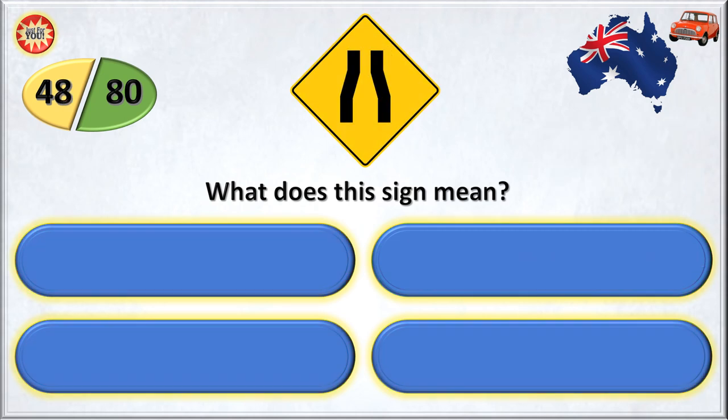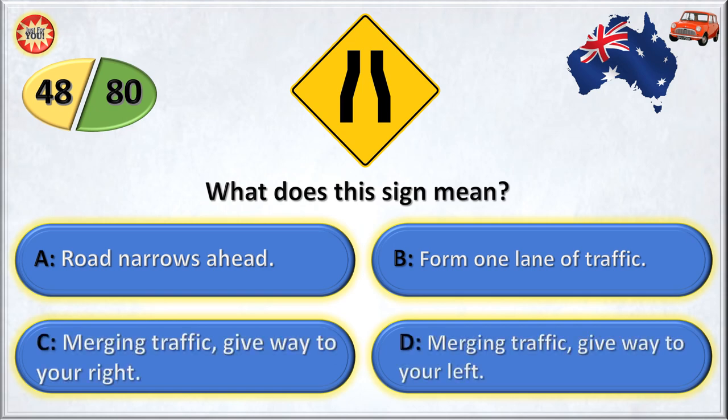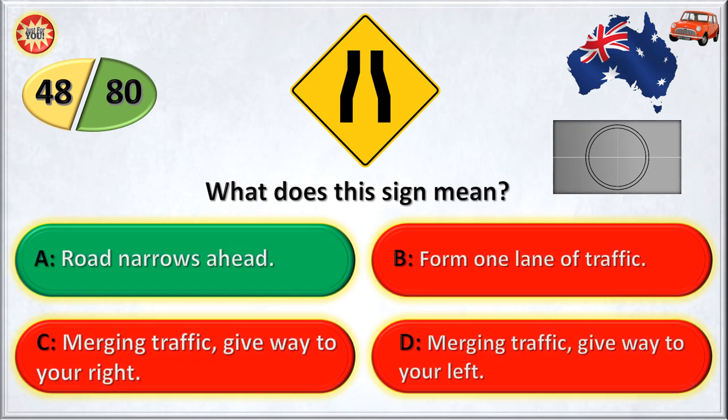What does this sign mean? Road narrows ahead. Form one lane of traffic. Merging traffic, give way to your right. Merging traffic, give way to your left. Road narrows ahead.